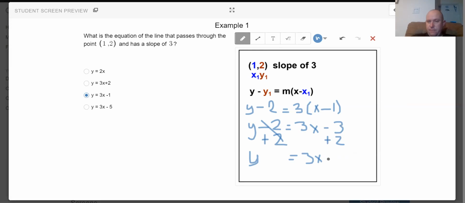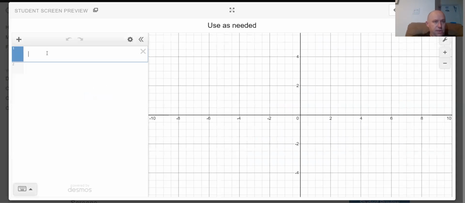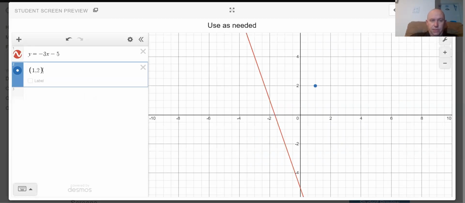Oh, and there's a negative sign. And want to put -5. So if you want to check your answer, what I would recommend is if you go in and type in the answer. Now, remember, I just changed this to a wrong answer. So -3x minus 5. The question says this line is supposed to go through the coordinate 1, 2. And you can clearly see from this picture that it does not.